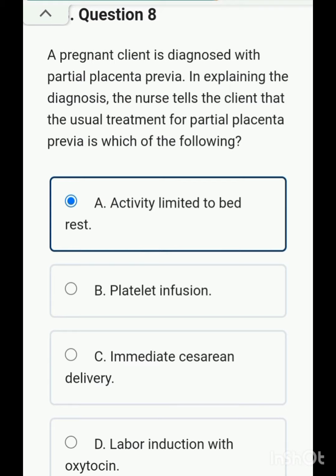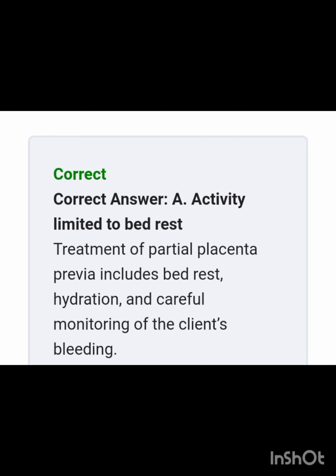Placenta previa has degrees. Placenta previa is nothing but the implantation or placement of the placenta near the os. The right answer here is activity limited to bed rest, because she is suffering from partial placenta previa. We need not abort the baby, or expect other complications. So we can just restrict the mother's work.